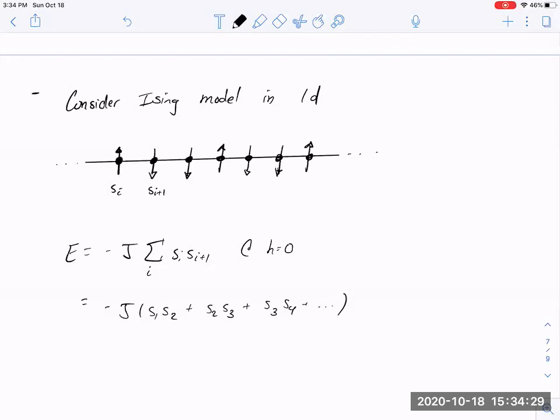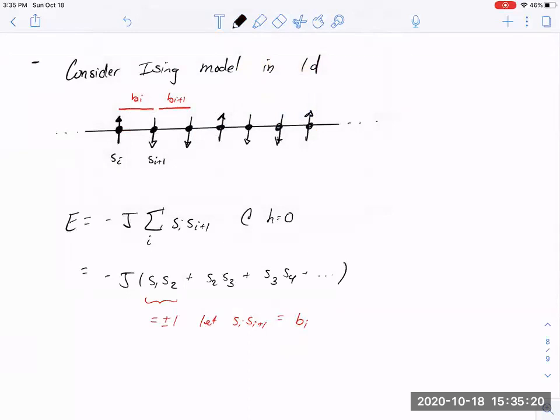Each of these products, however, an S1 times an S2, is either plus or minus 1. Either they're both the same, in which case I get a plus 1, or they're both different, in which case I get a minus 1. If we let S_i times S_(i+1) be its own variable, b_i, as in a degree of freedom that doesn't live on the nodes of this lattice, but rather on the links of them, which are plus or minus 1, it would seem that I could then write the energy as minus J sum over b_i.